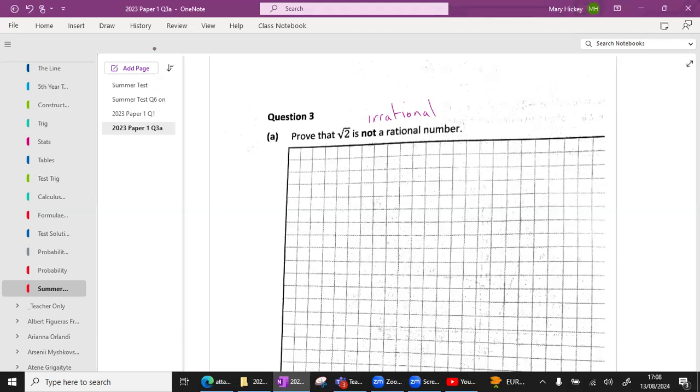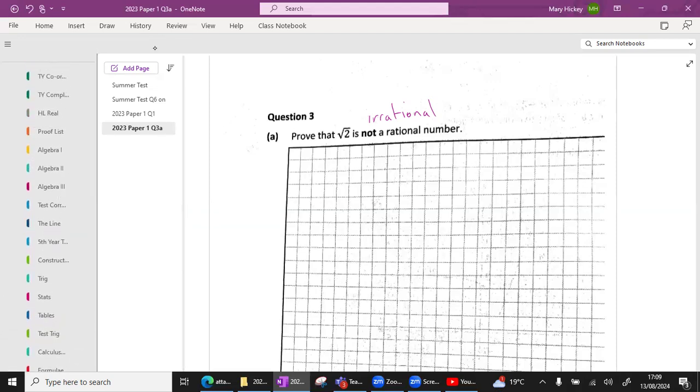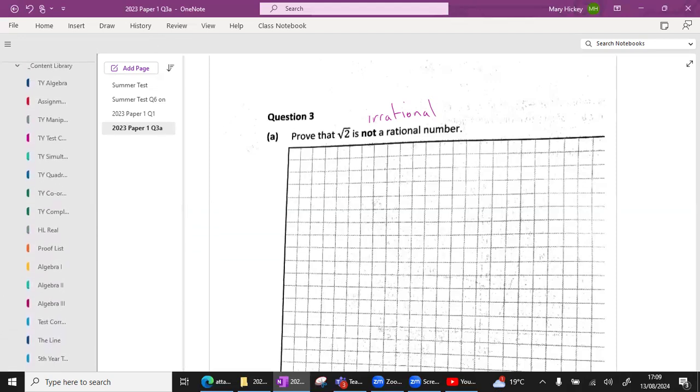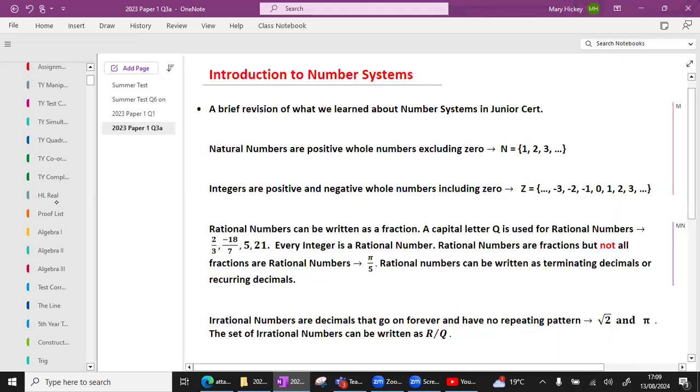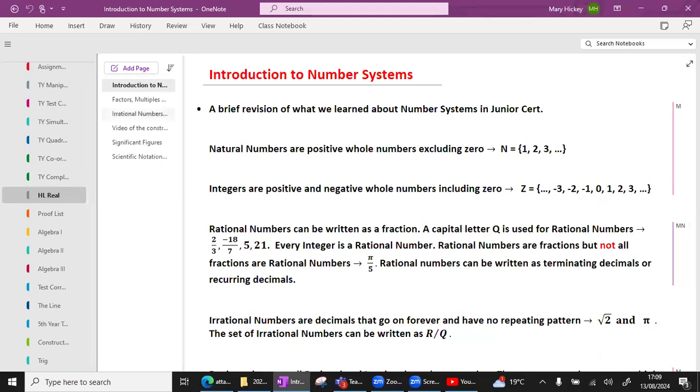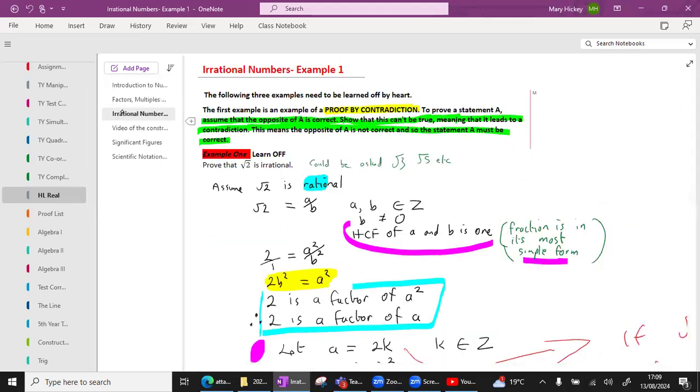Now, the question is not, is it irrational? So we know that it is. The question is, prove that it's irrational. Now, I'm not going to bother rewriting all of this because I remember we did this proof. So I'm going to go right back to the beginning of fifth year, actually. Where are we? Higher level, real. Irrational. There it is, third one down. Okay, so I'm just going to go through the proof with you now, instead of writing it all out.